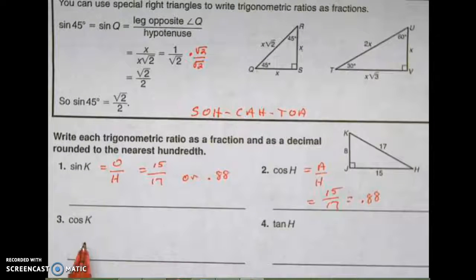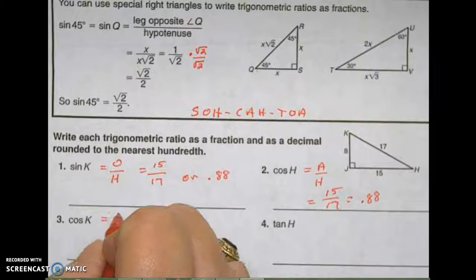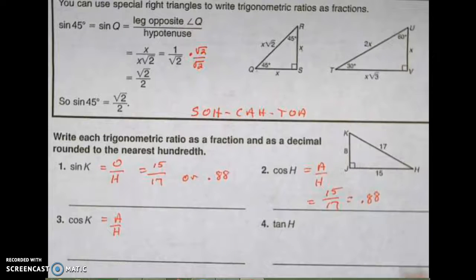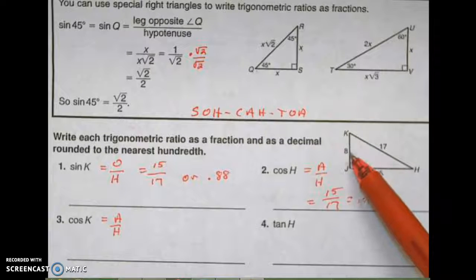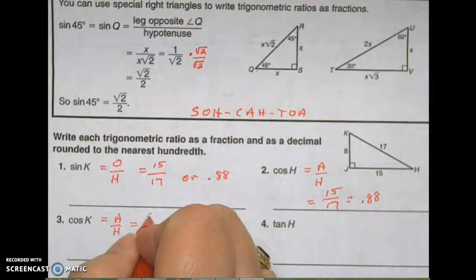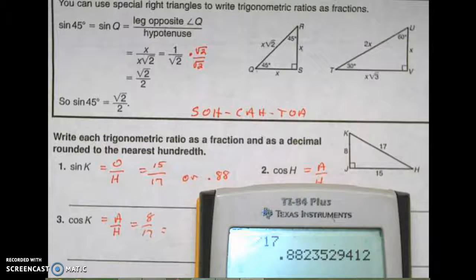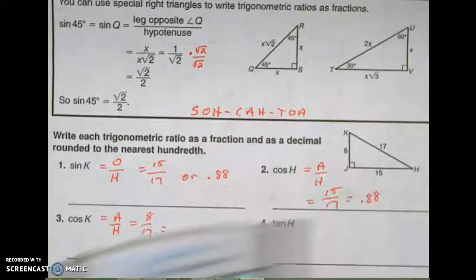If I want the cosine of angle K, again, CAH, that adjacent over hypotenuse, I look at angle K. I want the adjacent side 8 over the hypotenuse 17. And to get a decimal value for that, I get 0.47.